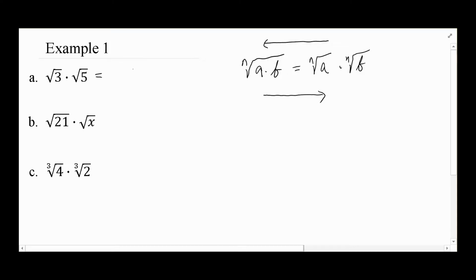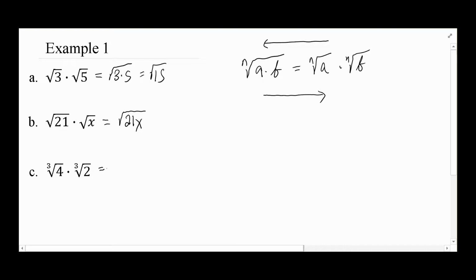We're going to say if I have square root of 3 times square root of 5, that's the same thing as the square root of 3 times 5. And 3 times 5 is 15. So that's the square root of 15. Now we can involve a variable into the mix too, that if I have the square root of 21 times the square root of x, I could rewrite that as the square root of 21x. That's fine. Now sometimes we're going to simplify in the end.